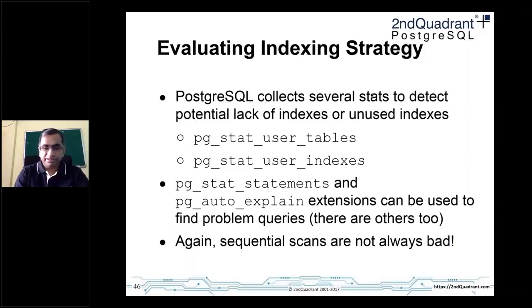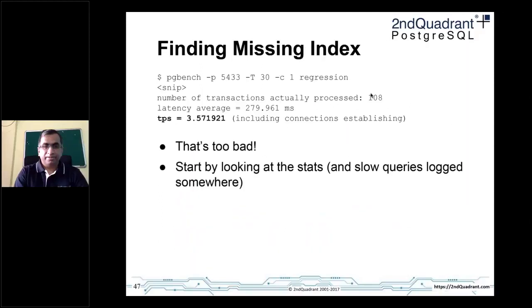But remember, sequential scans are not always bad. Just because you see sequential scans doesn't mean your database is doing poorly. So here is an example. Let's say I run a pgbench query, which is a standard tool in Postgres, and I suddenly find that the transactions per second is pretty low. I mean, that's very bad even for my laptop. So how do I investigate this problem?